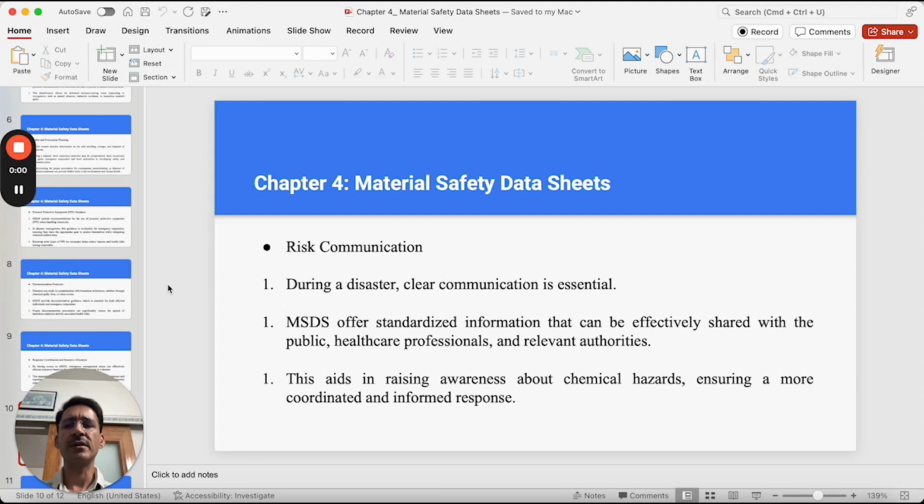Risk communication. During a disaster, clear communication is essential. MSDS offer standardized information that can be effectively shared with the public, healthcare professionals, and relevant authorities. This aids in raising awareness about chemical hazards, ensuring a more coordinated and informed response.